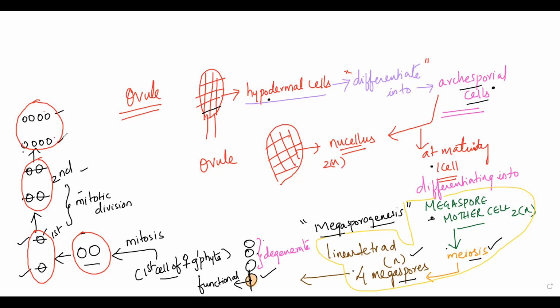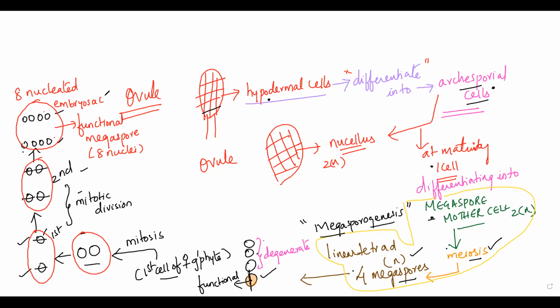Okay. Now children, remember that totally, now we are going to see that the functional megaspore is having how many nuclei? This is your functional megaspore, right? This is our functional megaspore. This functional megaspore is having how many nuclei now? 8 nuclei. Okay, so what do you call this as? 8 nucleated embryo sac. This is your 8 nucleated embryo sac.